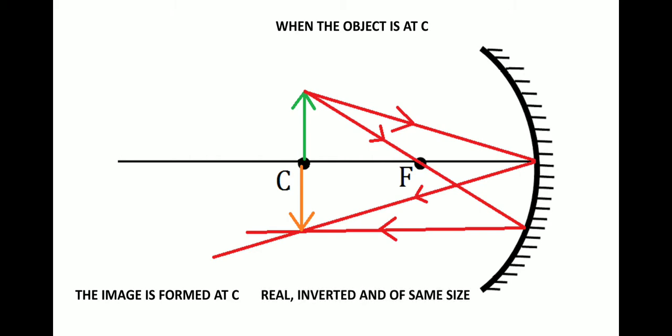You can see the image is inverted, upside down, and the image size will be the same as that of the object. Okay, so you can see slowly the image is getting bigger. In the first case it was a point, small, in the second case it was between the center of curvature and the focus, and small. Now it is equal to the object size, and let's see what happens next.